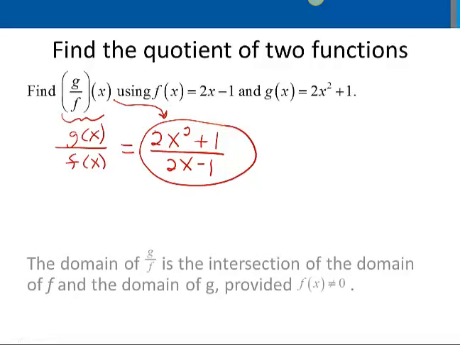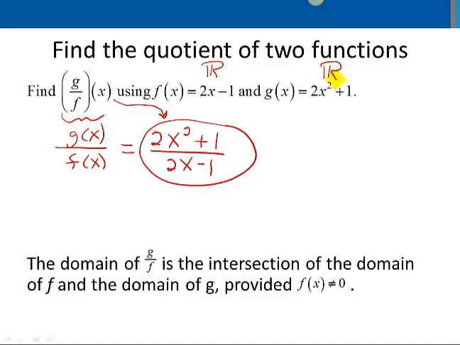Let's finish off here by looking at the domain. The domain of g over f is the intersection of the domain of f and the domain of g, provided f of x is not equal to 0. So let's look at the domain of f of x. Looks like that would be all real numbers. The domain of g of x is all real numbers.